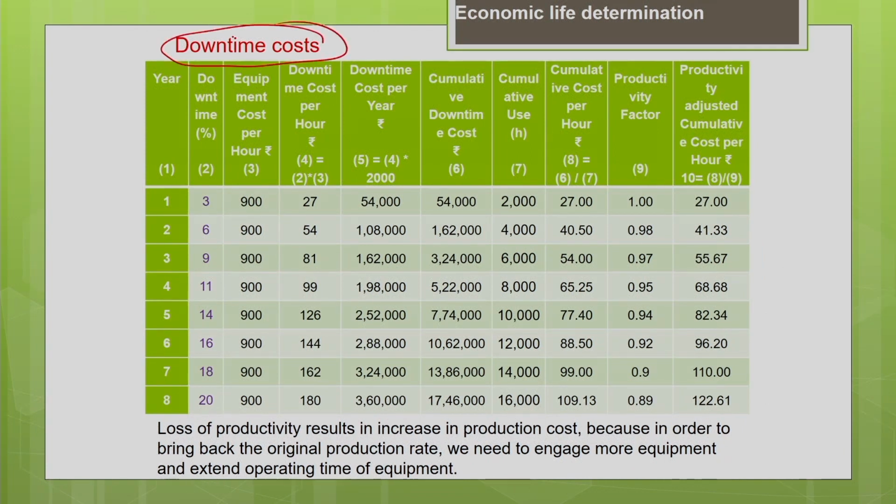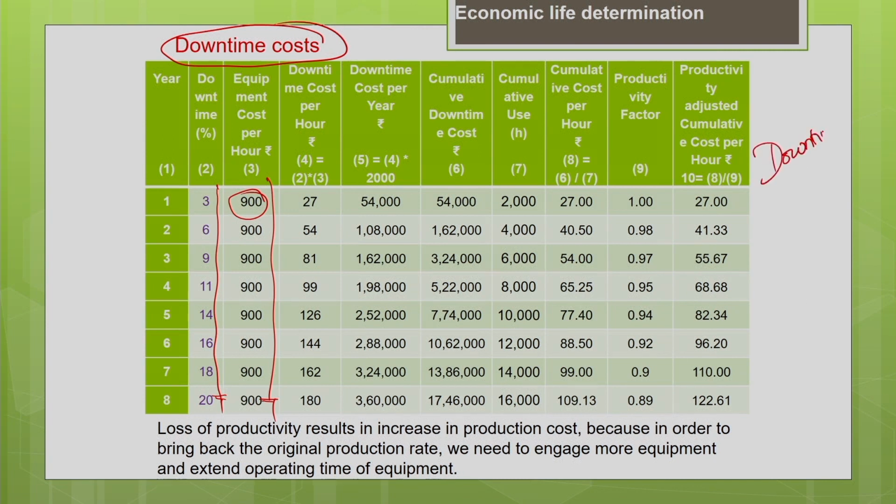Because of non-availability of the machine for the productive job, what is the cost associated with that we are going to calculate. So, the downtime percentage is given in the input as the input data for this problem. So, we are going to calculate the downtime cost as a percentage of the equipment cost. So, equipment cost is given as approximately 900 rupees per hour. Now you calculate the downtime cost.